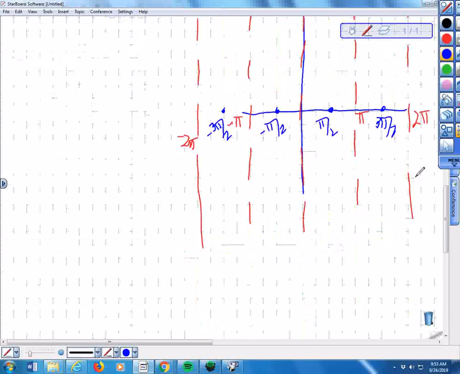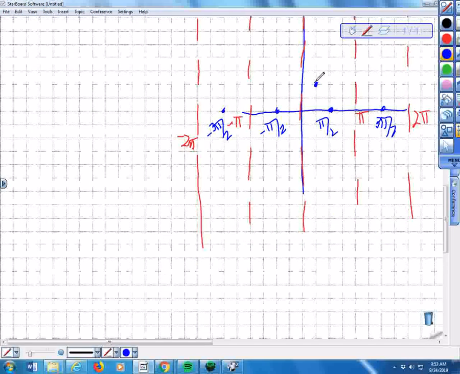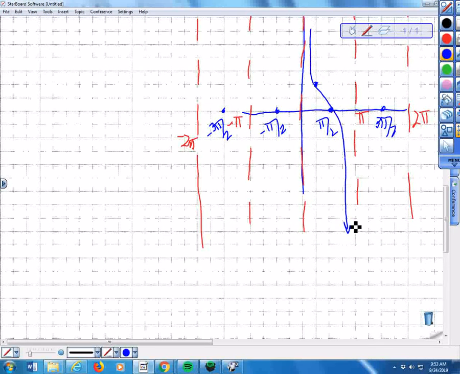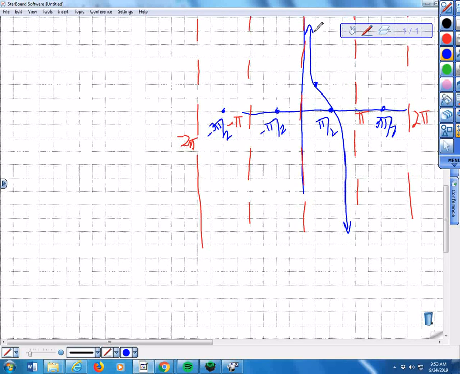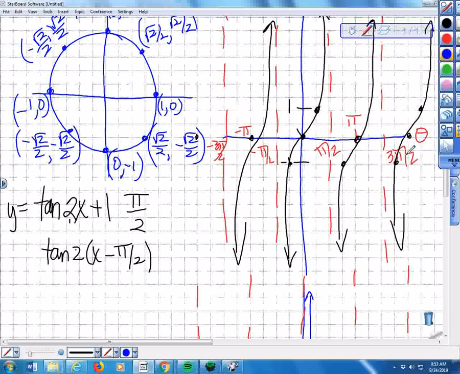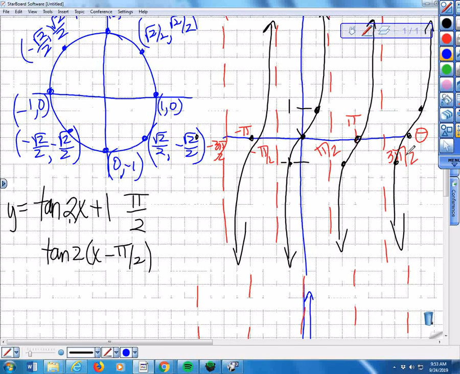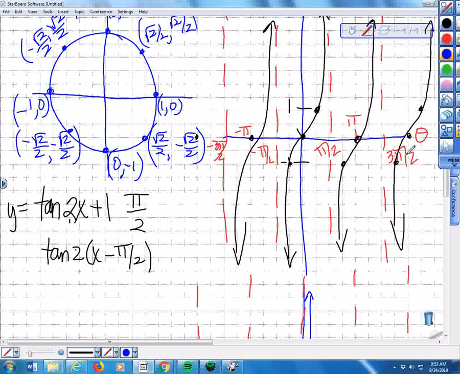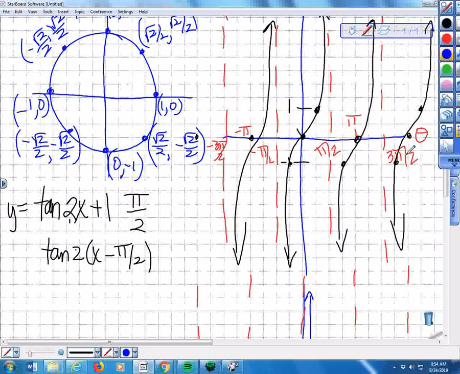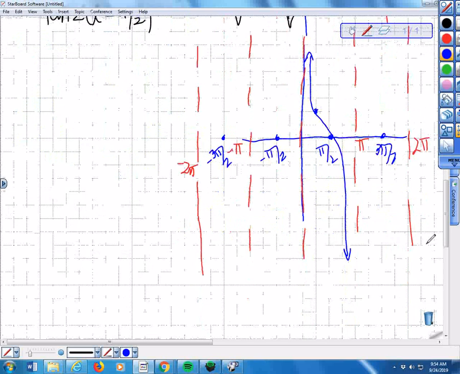Well, here's pi over 2. Pi over 4 is right there. So I'm going to start seeing it go down from left to right. Tangent goes up from left to right. Okay? So the difference in the two: asymptotes are shifted, point of inflection is shifted, and the slope of the curve is going to be positive in tangent, negative slope in cotangent.